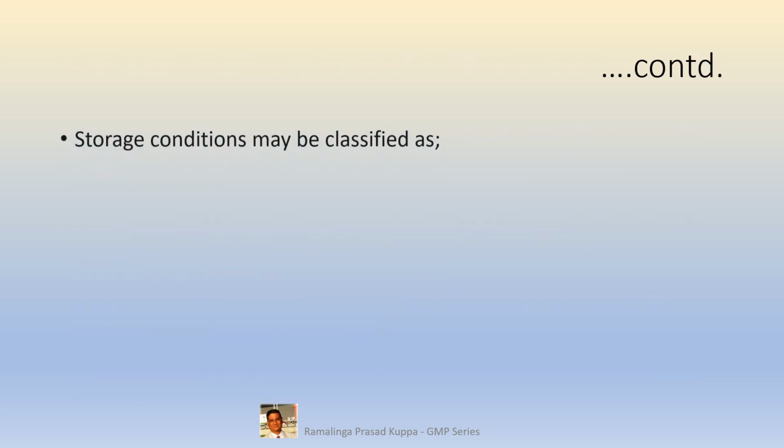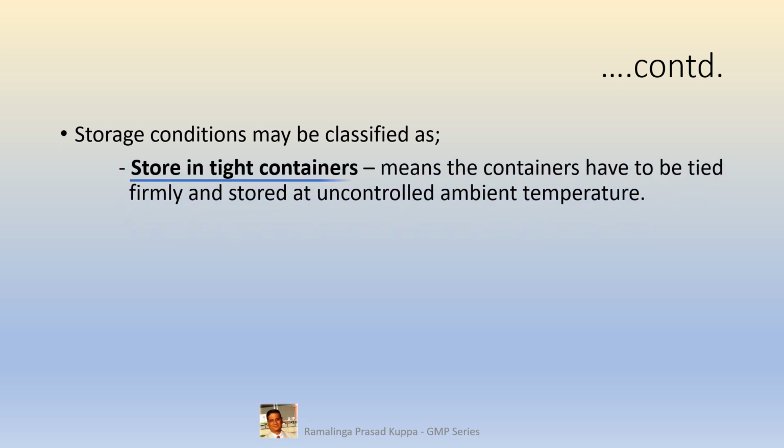Storage conditions may be classified as store in tight containers, means the containers have to be tied firmly and stored at uncontrolled ambient temperature. Highly stable materials that are resistant for any exposure to higher temperatures and or uncontrolled humidity conditions for longer periods of storage can have these storage conditions claimed on the product label.